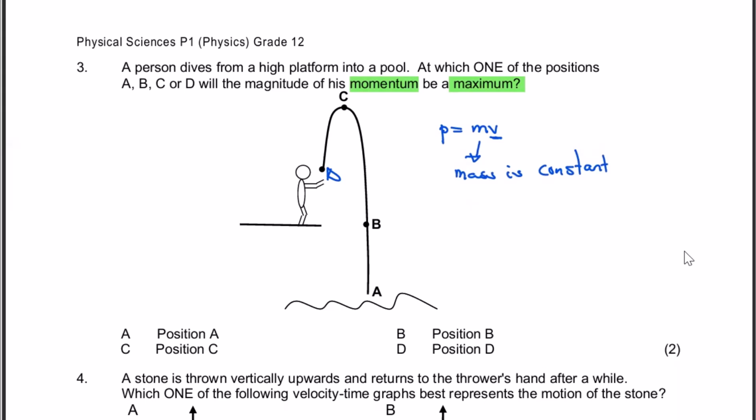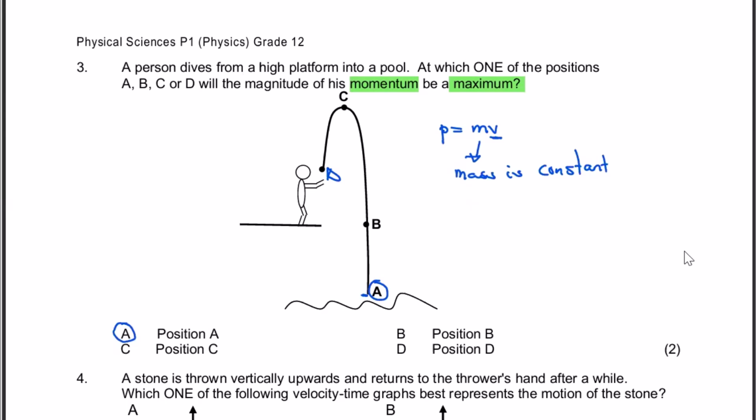Then the speed is greatest just before the individual hits the water, right? So this is where the speed is maximum. According to this, our option there at point A is where we are going to have a maximum value, the highest magnitude of momentum. So it means it's going to be our option A.